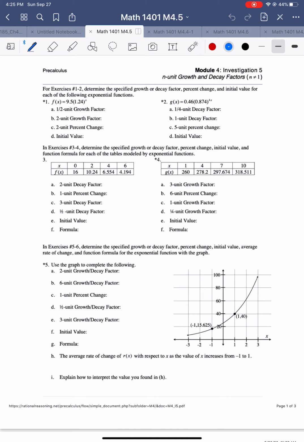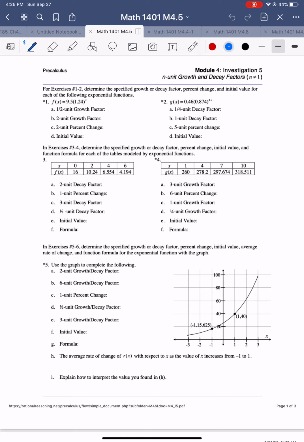So this is module 4 investigation 5, and we're going to talk about n unit growth and decay factor. So n is not equal to 1 this time. Okay, so I'll do number 5 and then I'll do number 6. So use the graph to complete the following.